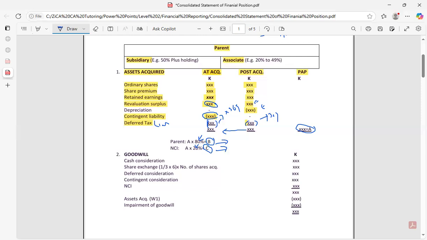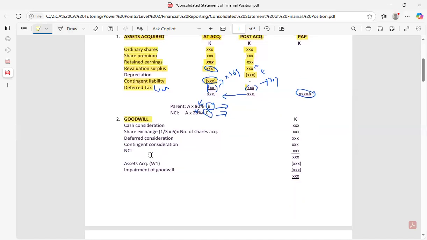Let's continue. Then number two, working number two, it's the goodwill. So how do we compute the goodwill? Number one, you need to have what's called the cash consideration. Here, the cash consideration is simply the amount that is paid in order to purchase that particular subsidiary. That's the cash. So here we're speaking of cash.